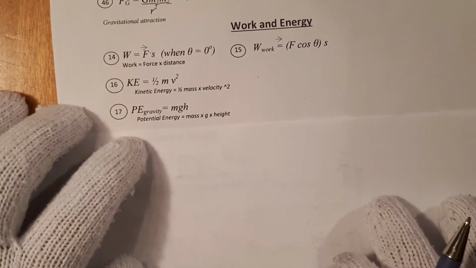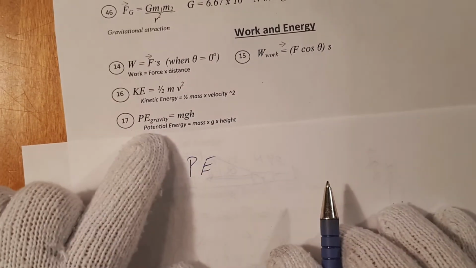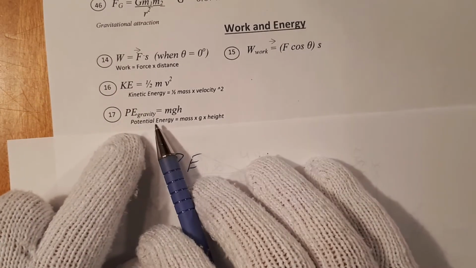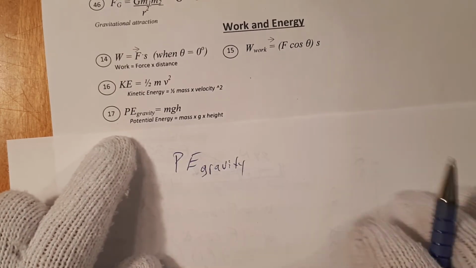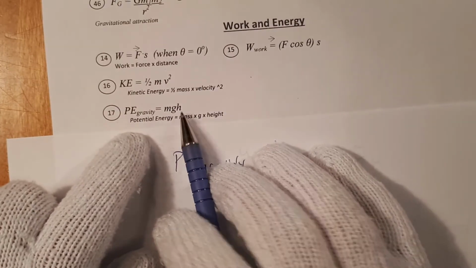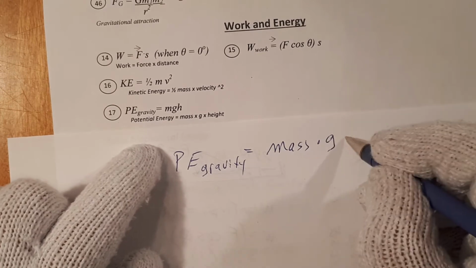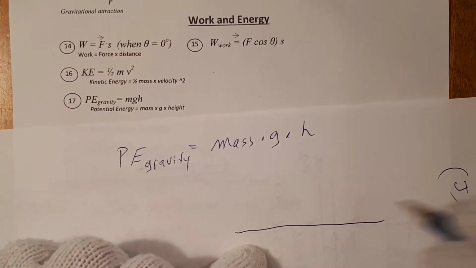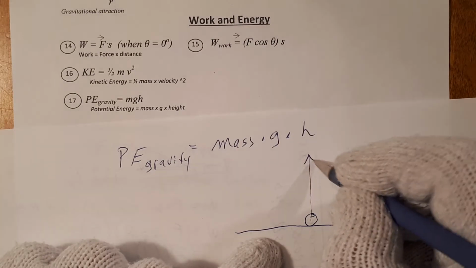Now let's look at the next equation, potential energy. This is gravitational potential energy, and I talk about this in another video. And it has to do with height. It is equal to the mass of an object times g times the height. So here's an object, here's the ground, and we have an object. Here's a ball. And we're going to raise the ball upwards.